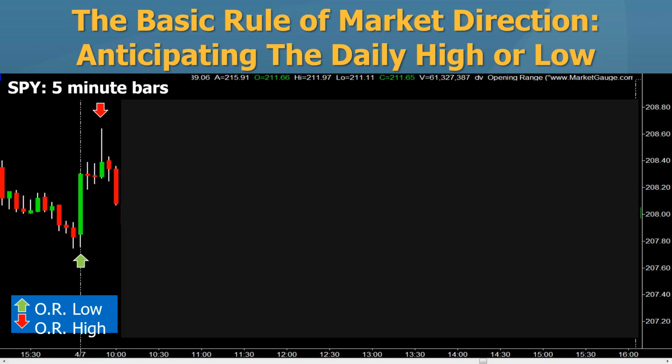All right. So with the 5-minute bars, the highest high in the first 30 minutes is going to be your opening range high, and your lowest low is going to be your opening range low.